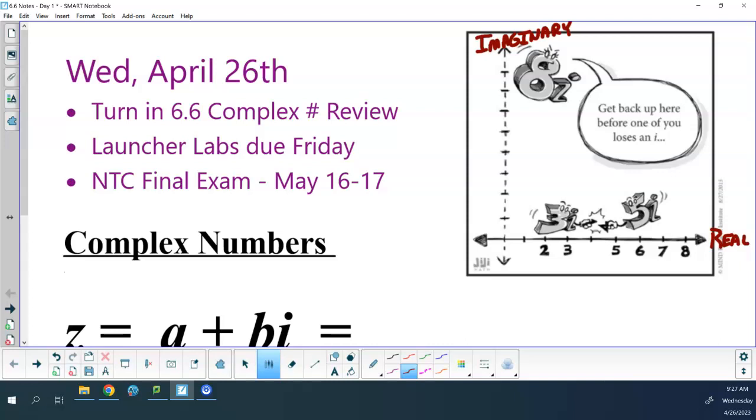So when Mama 8I up here is saying, get back up here before one of you loses an eye. Okay, that's the vertical axis, the I-axis.